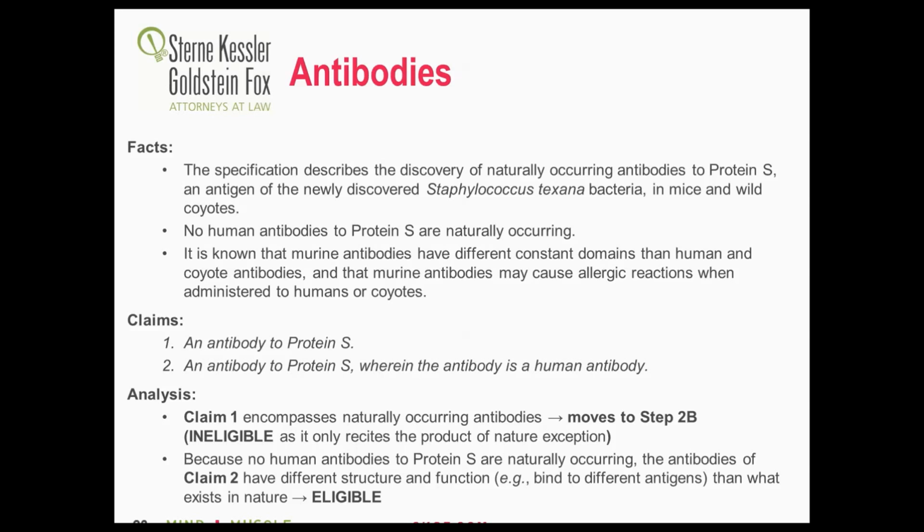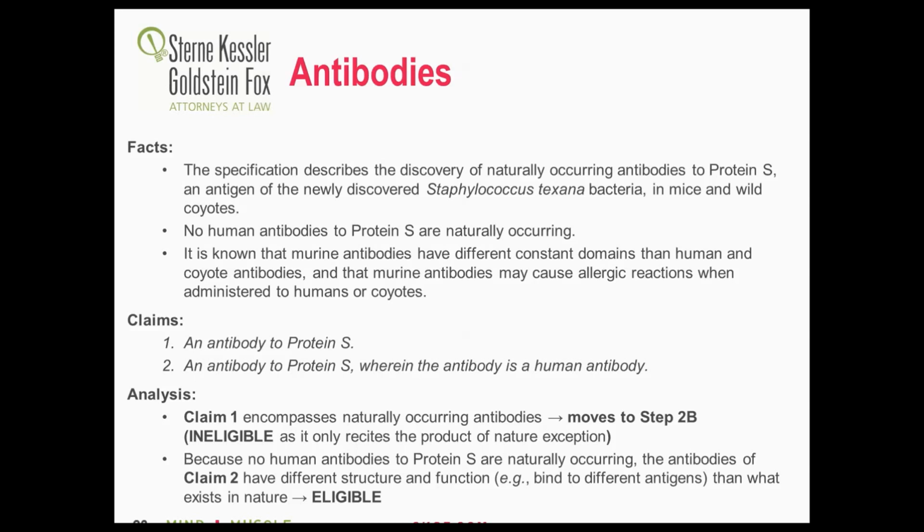So moving on to antibodies, the examples have a number of claims directed to antibodies and then guidance on the eligibility of these claims. The first slide shows 2 claims, both of which are directed to a genus of antibodies. Claim 1 here is an antibody to protein S. The fact pattern provided is that protein S is an antigen on a Staphylococcus bacteria that can infect mice, and because of these infections, the wild mice as well as wild coyotes have antibodies. So in this case, the nature-based composition is the antibody, which is compared to the naturally occurring substance, which is an antibody from a wild mouse. And given that there are no functional, structural, or otherwise differences between the two, claim 1 would be found ineligible.